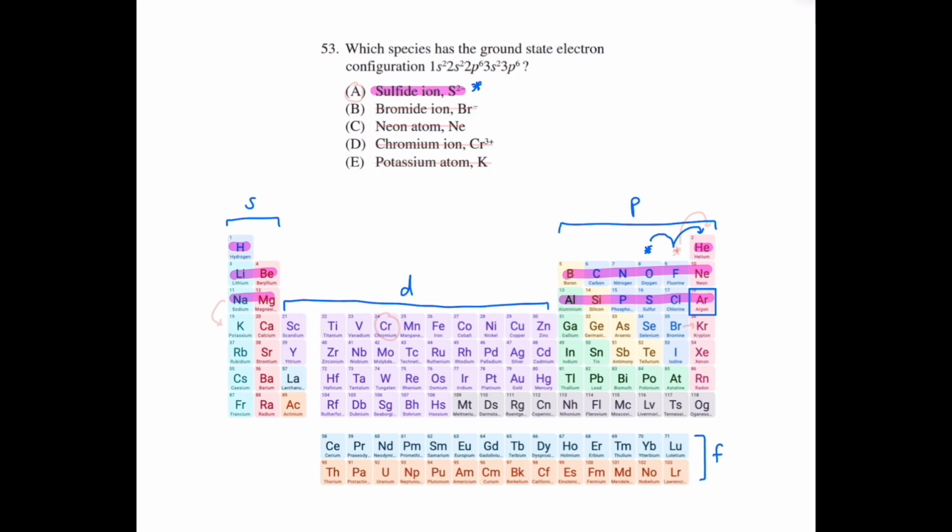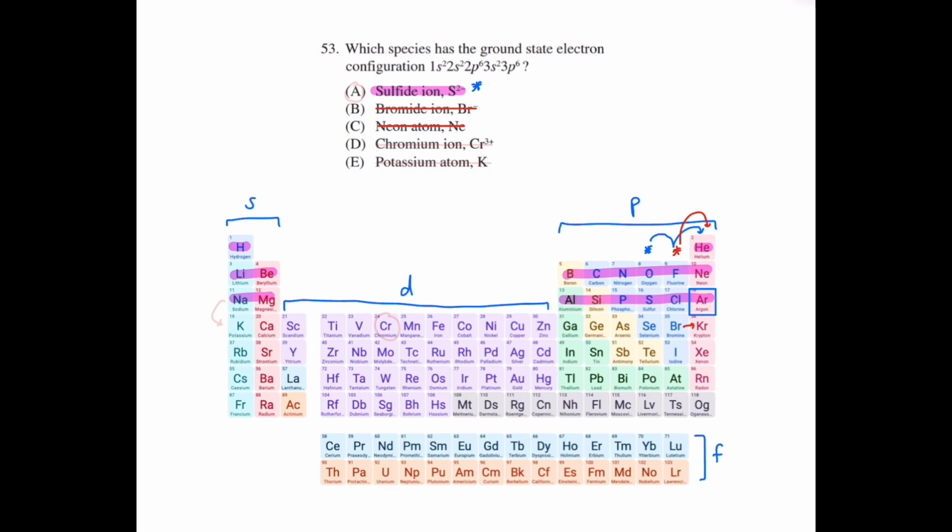Now let's go through and look at bromine. So bromine, you're adding a single electron for the ion. So we're going from this column, adding an electron. So bromine would actually be chemically equivalent to krypton. So bromide ion is not an option. And we know it's not neon because that would be ending at 2p6, so we can cross that option out.